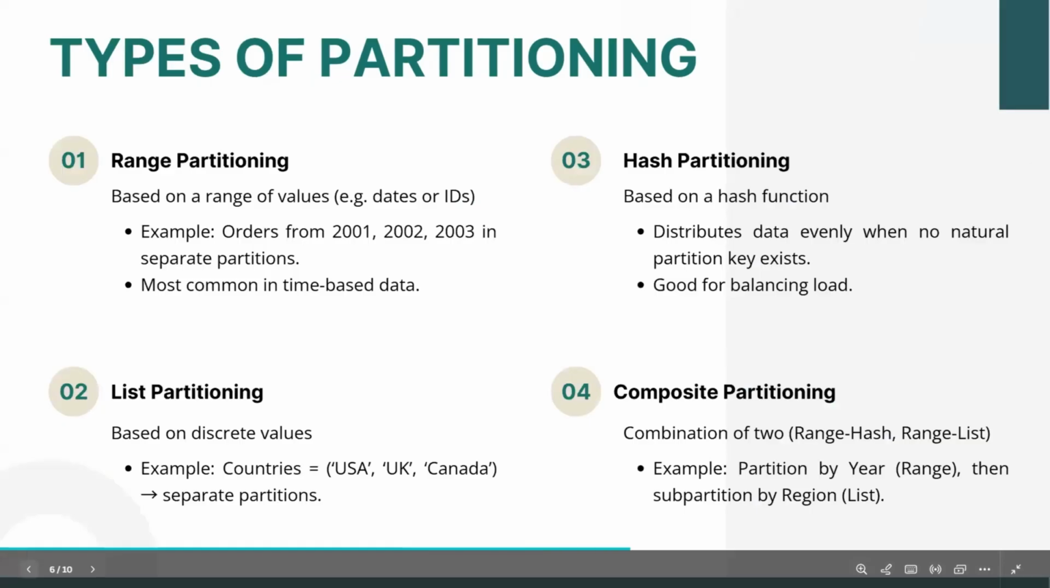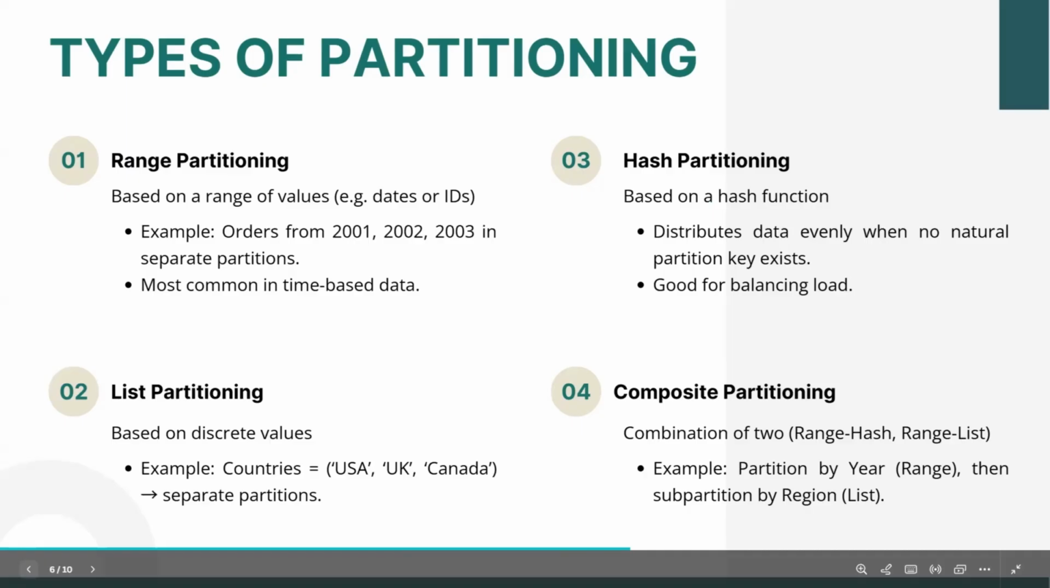Types of partitioning. There's range partitioning, list partitioning, hash partitioning, and composite partitioning. Range partitioning is based on a range of values like your dates or IDs. For example, orders from 2001, 2002, 2003 are in separate partitions. And range partitioning is most common when you're dealing with time-based data.